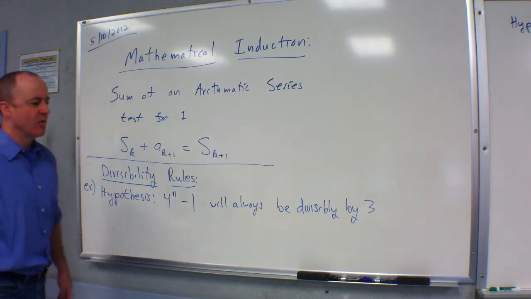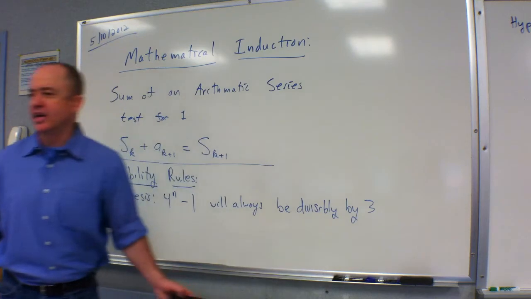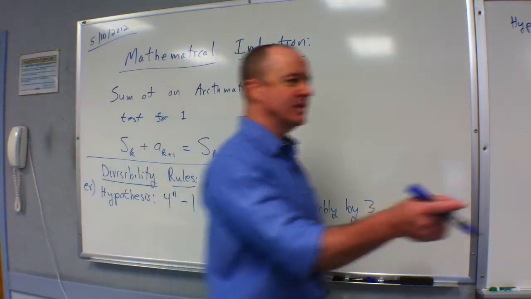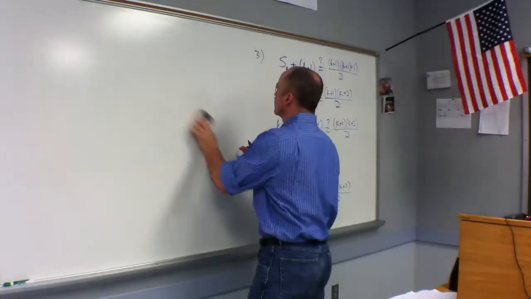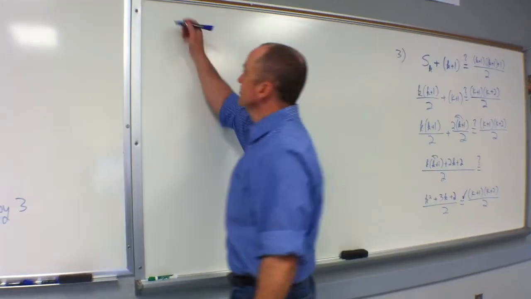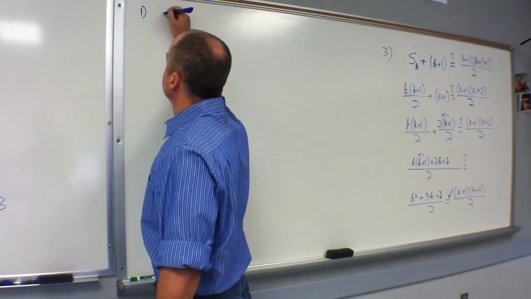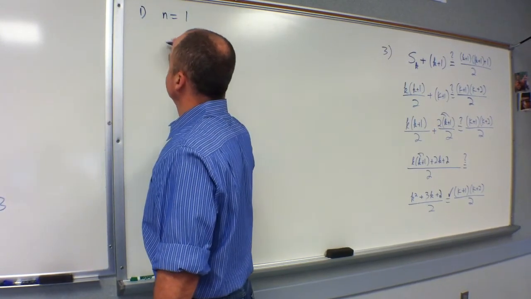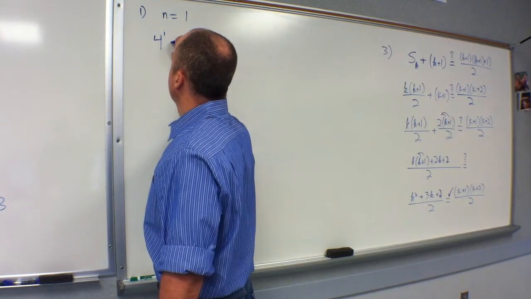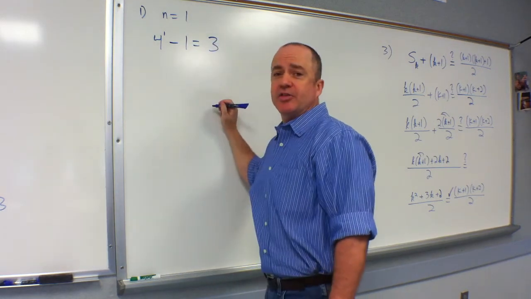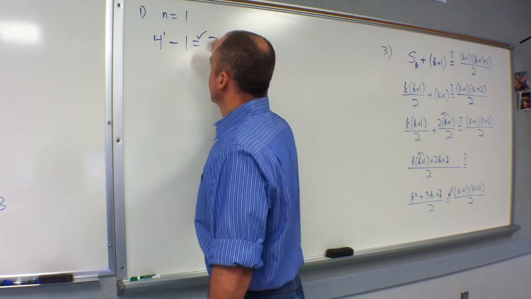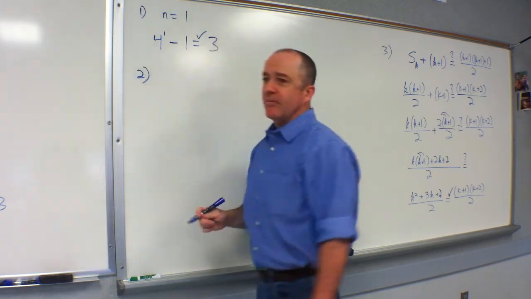So what's the first thing you always do with mathematical induction, which is easy to forget? Prove it's true for n equals 1. Easy rule to forget. So we test n equals 1. What's 4 to the first power minus 1 equal? 3. Is 3 divisible by 3? Yes, it is. Check. Move on to step 2.